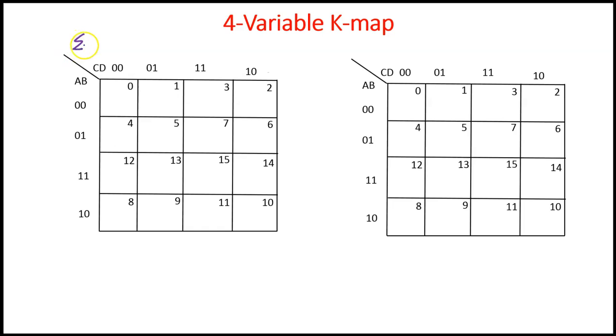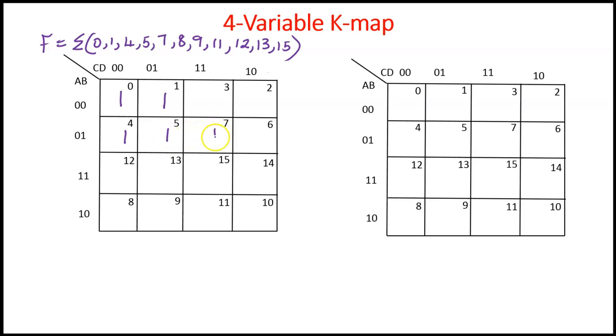Let us take an example as minterms 0, 1, 4, 5, 7, 8, 9, 11, 12, 13 and 15. Let us make a 1 in each minterm. So 1, 1, here is 1, here is 1, 1, and here is 1, 1, 1, and here is also 1, 1 and 1.